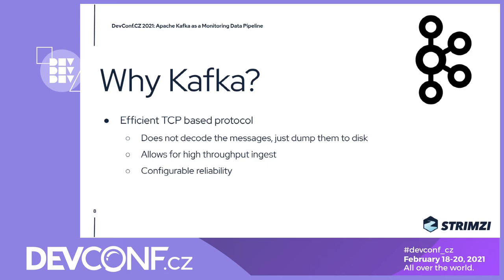And that allows for high throughput of messages, which is one of the features which is useful for collecting the monitoring data, because it's usually quite a lot of messages, usually fairly big amounts of data, and Kafka doesn't have problems handling these. The protocol also supports configurable reliability, so you can define how much reliability you want, to how many different broker replicas the data should be written, and how reliably they should be produced.